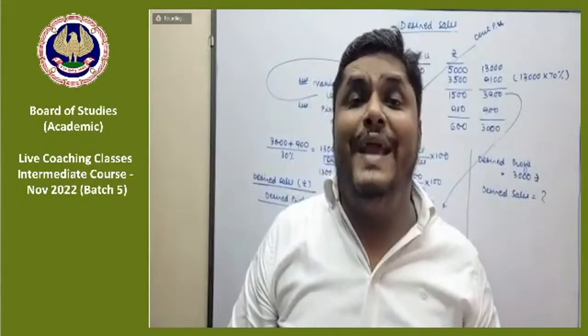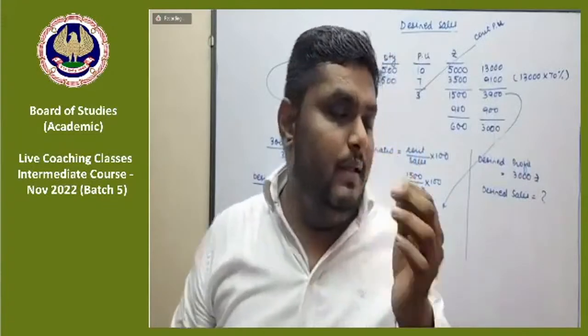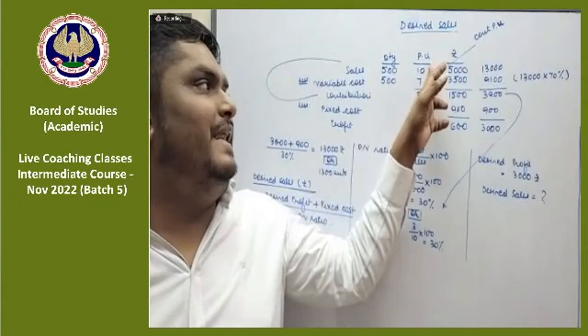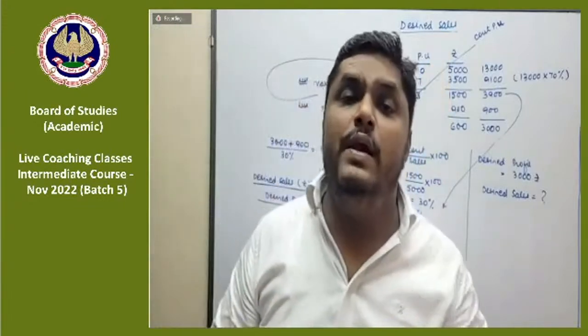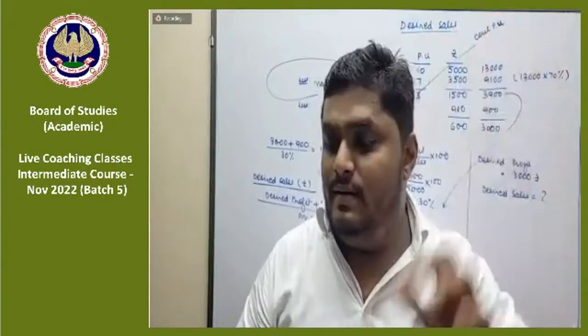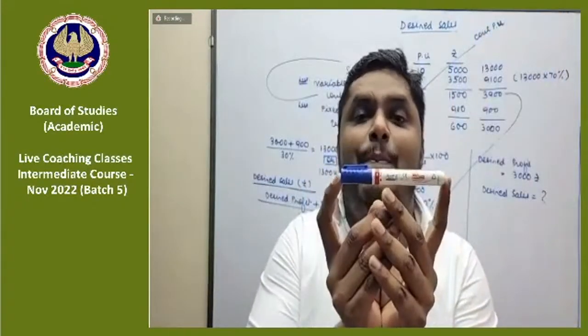Now, when talking about calculation of units, either we can simply calculate my desired sales in rupees divided by selling price per unit, we will get the units. Alternatively, the same concept. Let's say this pen is made up of 7 rupees.